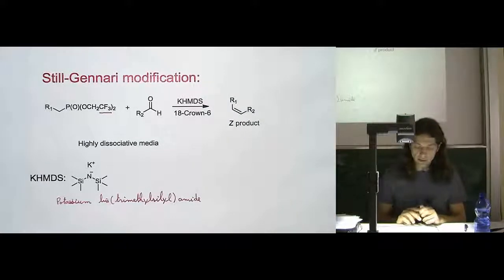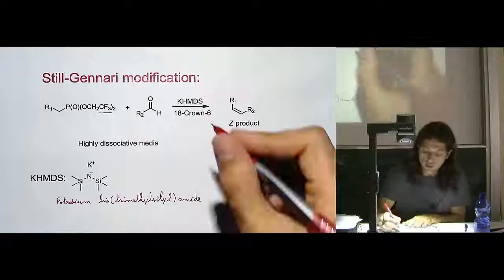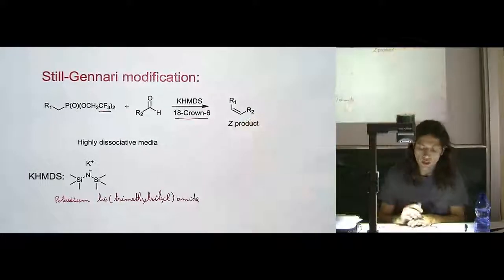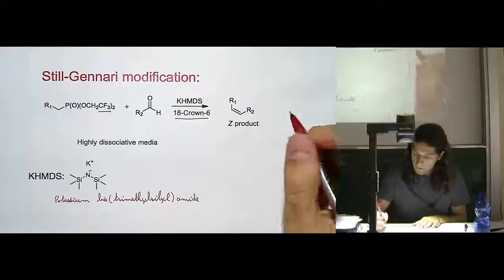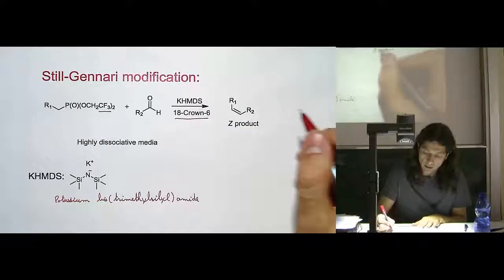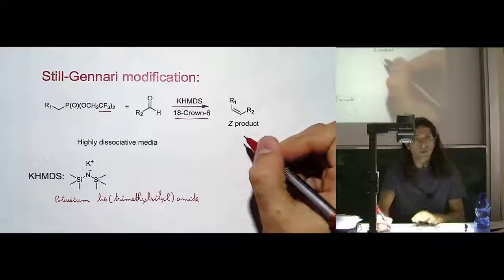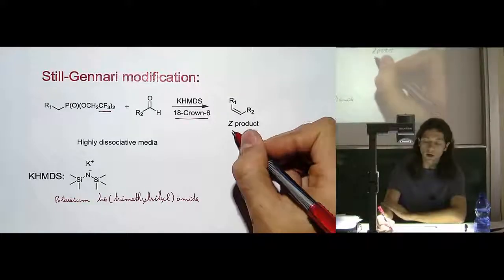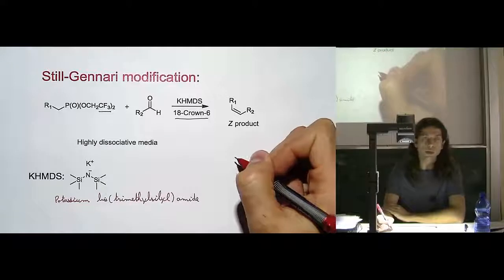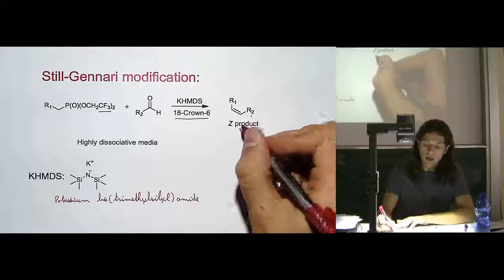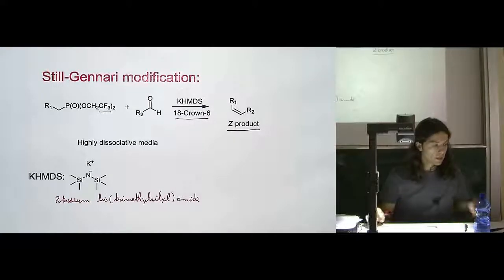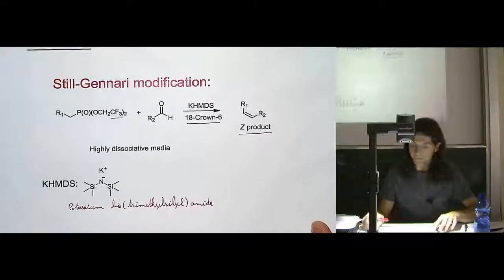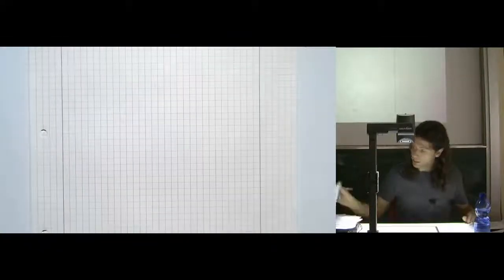Something also very characteristic of this modification is the use of a crown ether. We'll see, I'm going to go into details in the next slide. But one thing that is very important: instead of giving the E configuration as the most predominant, as the Horner reaction did, now in this case we obtain the Z product. So let's take a look at the mechanism.